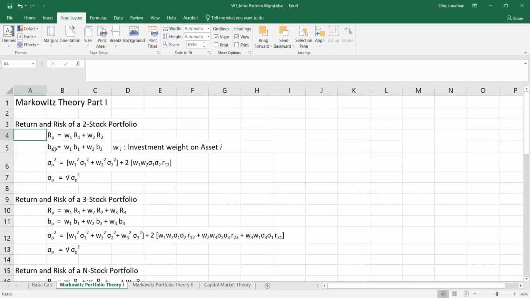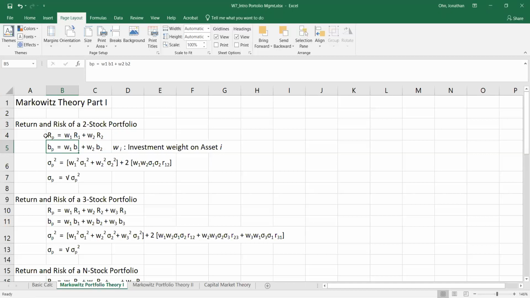And then beta, this is the risk measure, right? What is the portfolio's beta? It's also the weighted average of individual betas. That's fine. Up to this point, that's good. Then what is the risk of the portfolio?